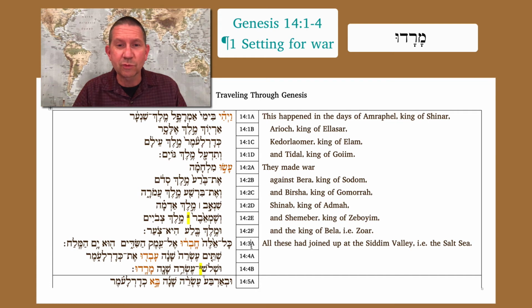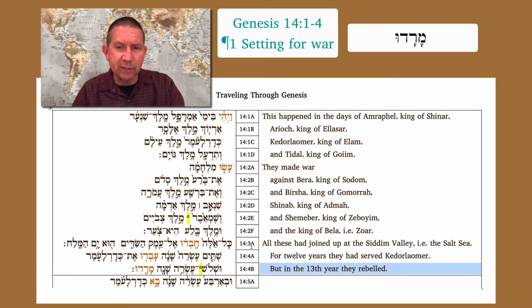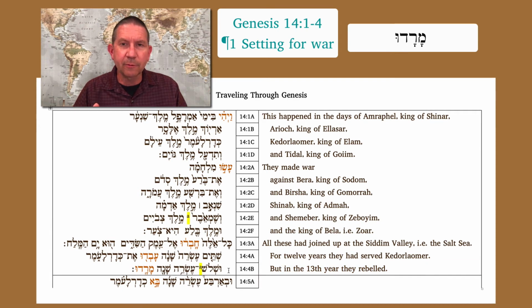And marad means to rebel. So they had served Kedor Omer for 12 years, and in the 13th year, we can say but in the 13th year because the idea is an opposite. So in the 13th year, they rebelled. Maybe we could say they had rebelled because it was probably expressed by not paying taxes or giving tribute or something like that, which brings on the wrath of the other kings or the suzerain who has collected some of his allies to come and shame these vassals and beat them into submission.